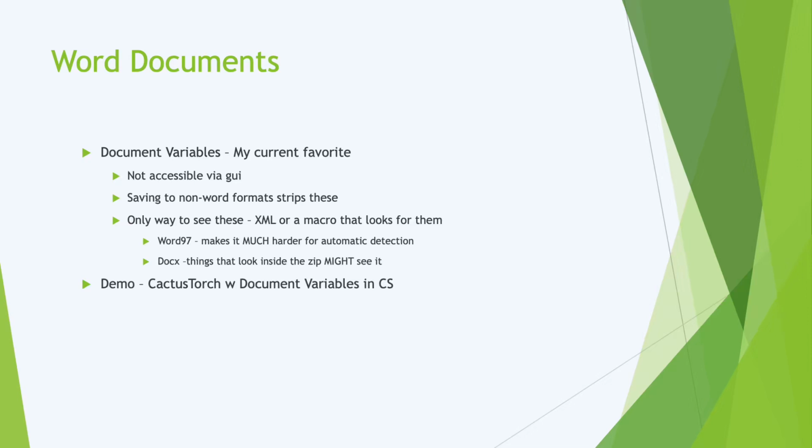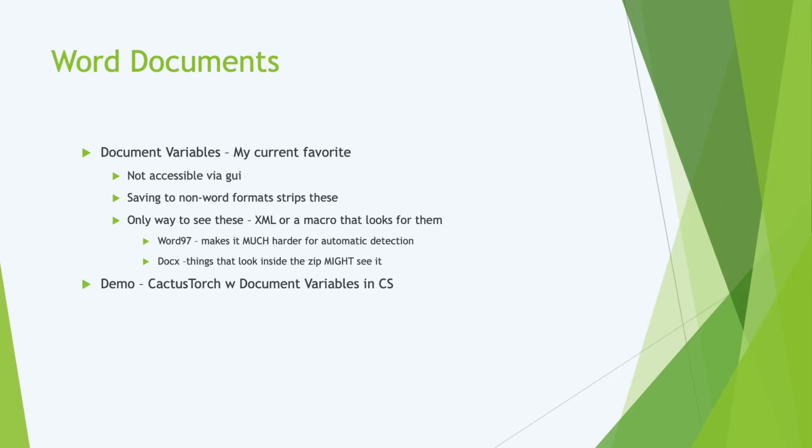When you save to non-Word formats, it just strips these out. So if somebody were to dump this with a tool, convert it to a text file, something like that, it just disappears, so nobody will be able to tell what's there. And so, like I said, XML and macro is really the only way to see it. For Word 97, there isn't a way to see it that I can find programmatically.